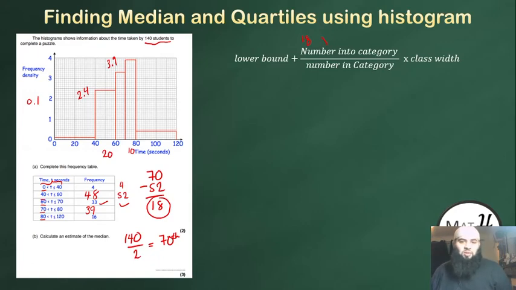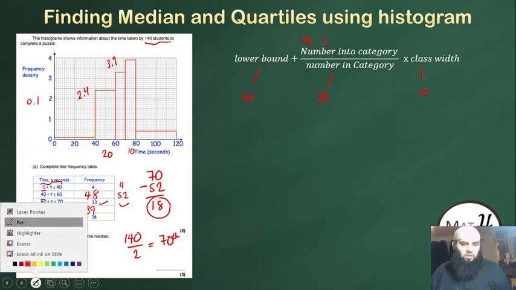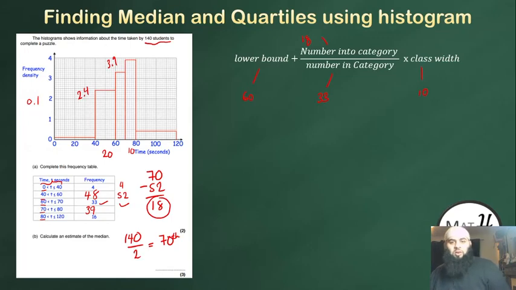How many numbers are there within this category? Number in the category is 33. What's the lower bound? The lower bound is the lower number over here, which is 60. And what is the class width? The class width is the difference between 60 and 70, which is 10. So we got 60 plus 18 over 33 times 10.